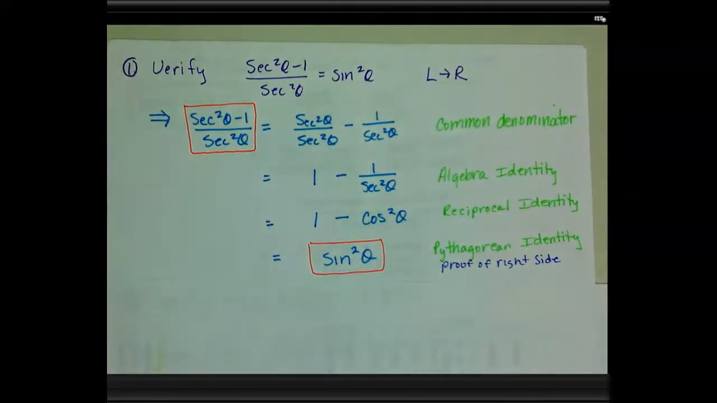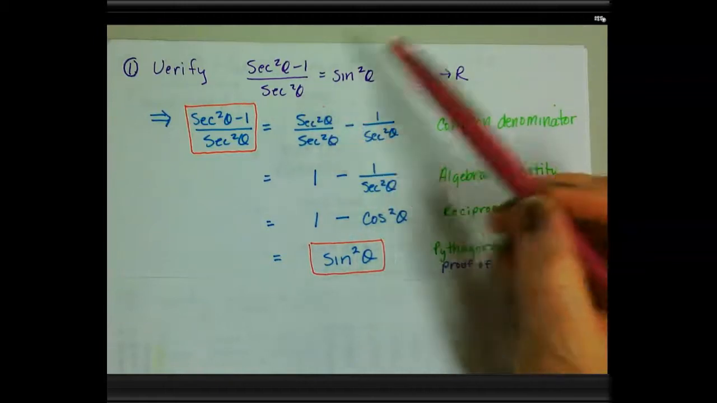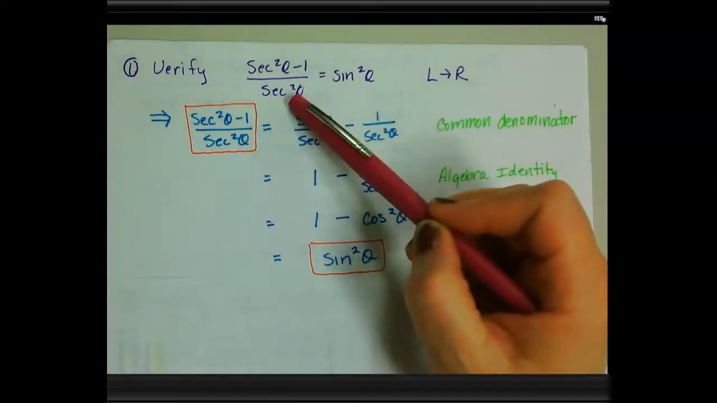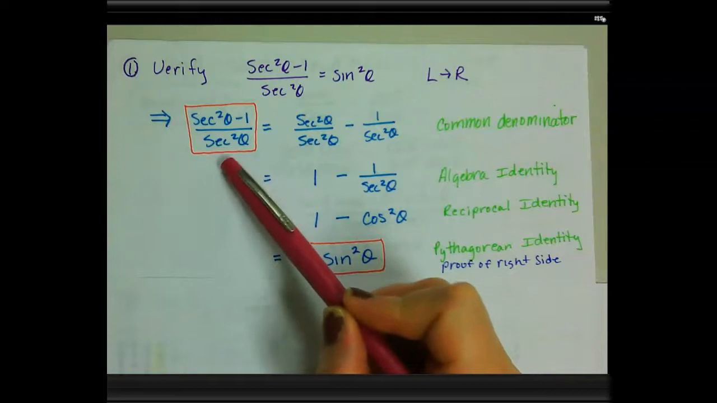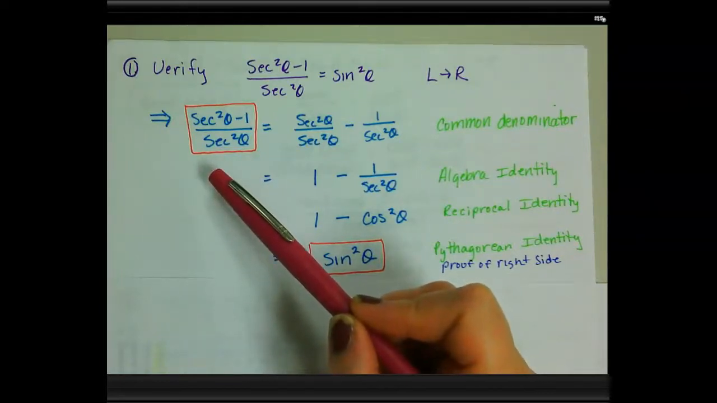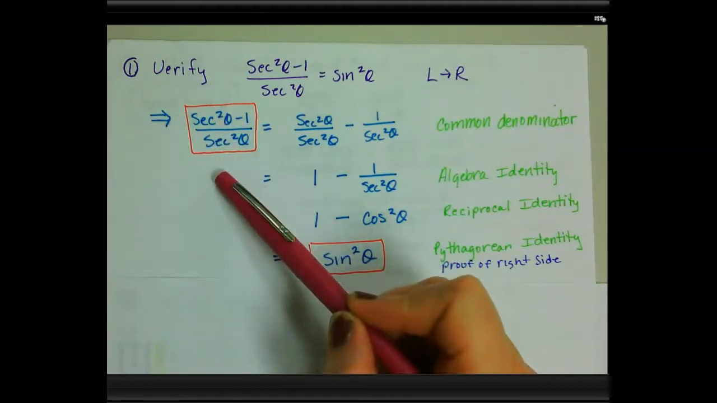We are verifying secant squared theta minus 1 over secant squared theta equals sine squared theta. So this one has the most stuff, so I'm going to prove it left to right. So I write down my first side, the one I'm going to prove, over here, and I do it this way because that way I can do the same style of proof whether I do left or right. So you always write down what it is you're going to prove.